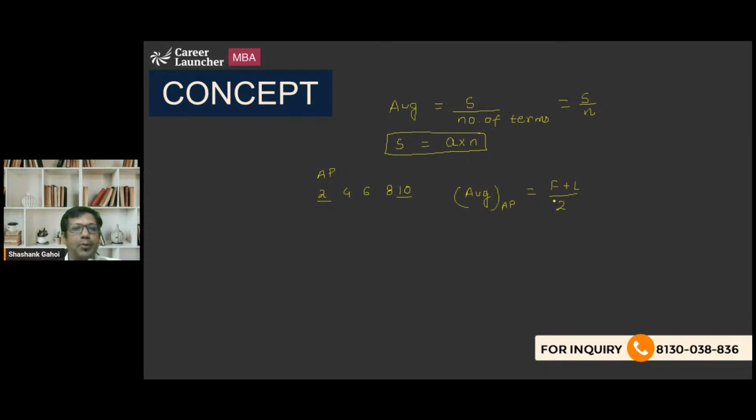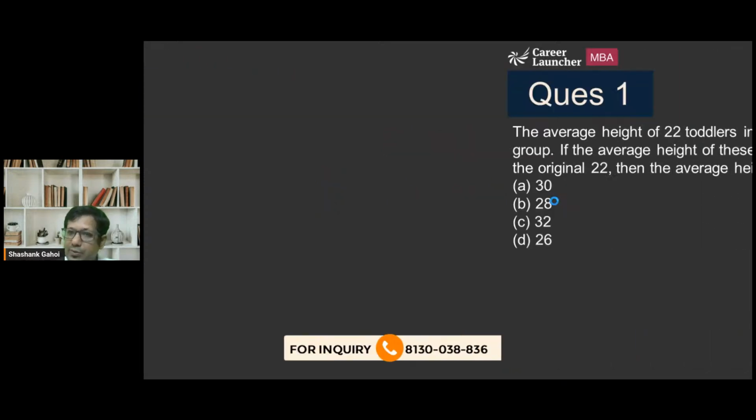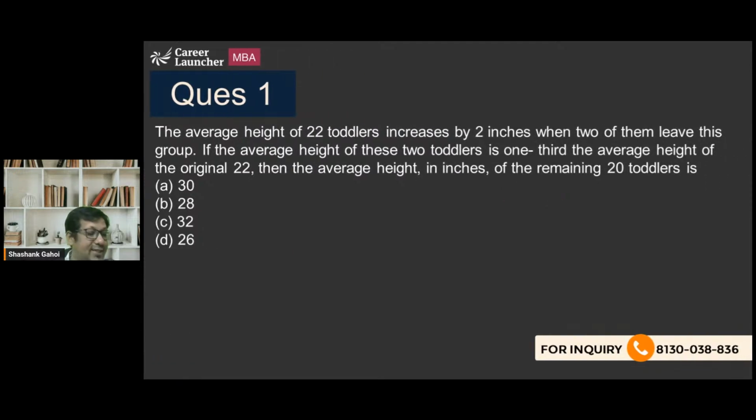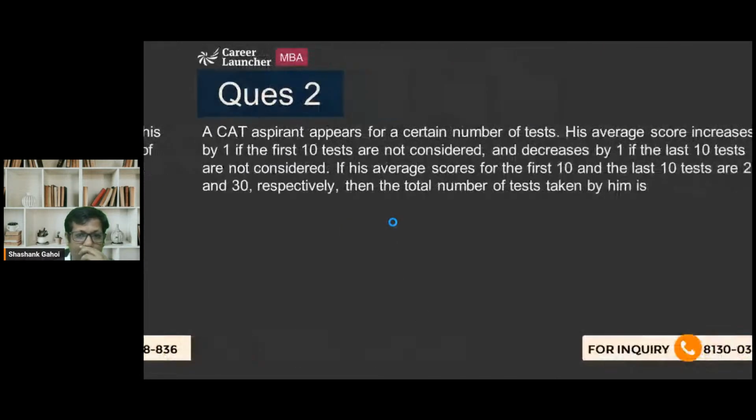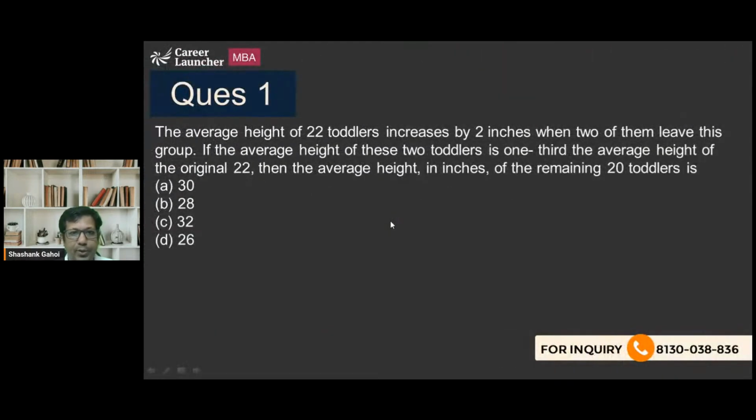Now let's start with a few previous year questions and see what kind of questions we have seen in CAT and what approach we are going to take to solve them. I'm going to take the simplest approach by which you can solve the questions in the exam. So the first question, what does it say?